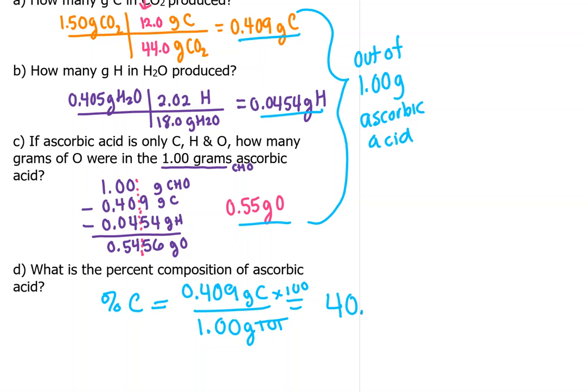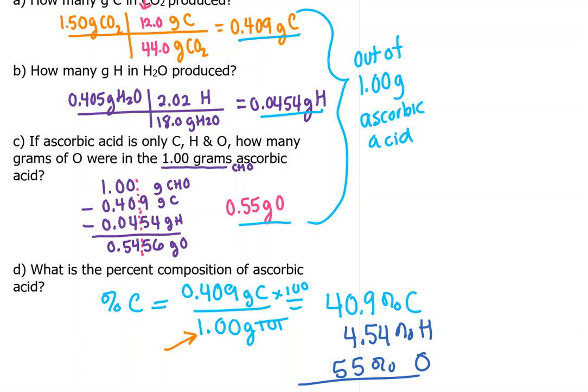And so that's pretty easy. I end up with 40.9% carbon. So it made it pretty easy with the math that we used a 1 for the amount that we burned. It's pretty easy to get the other two as well, just looking at them, and basically we're multiplying by 100. And this should add up to about 100. It doesn't quite, but that's just because of rounding.